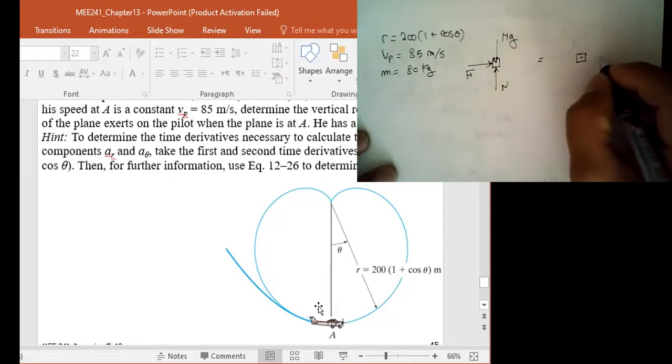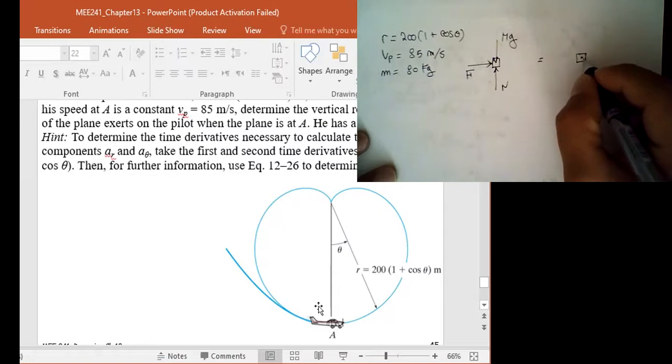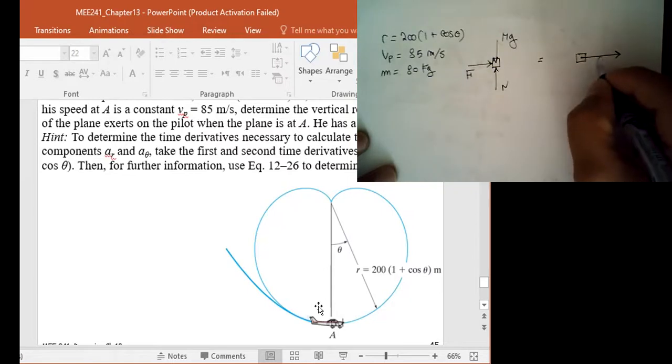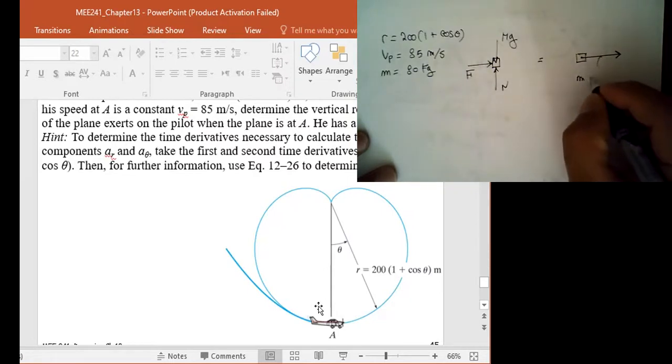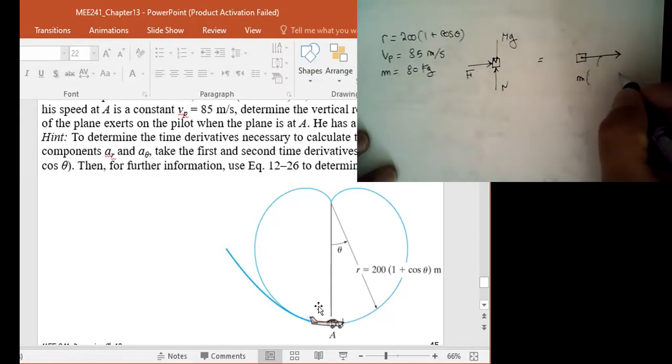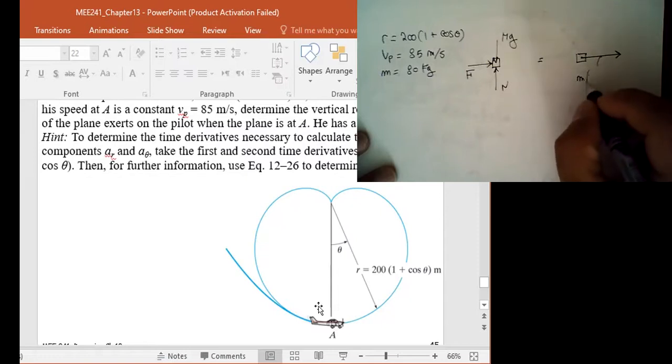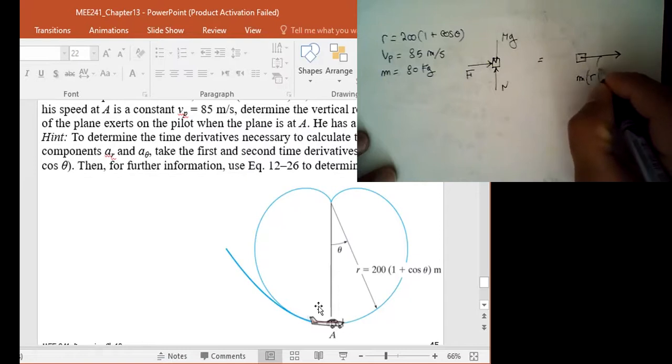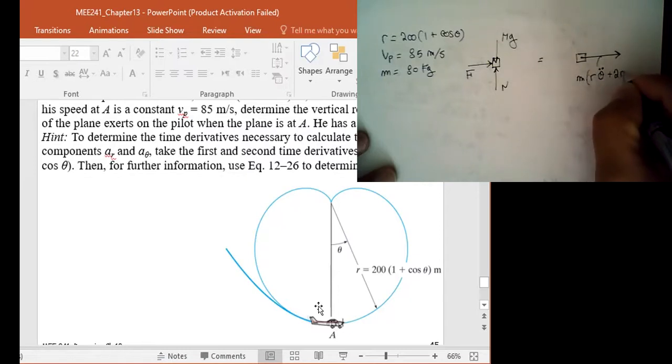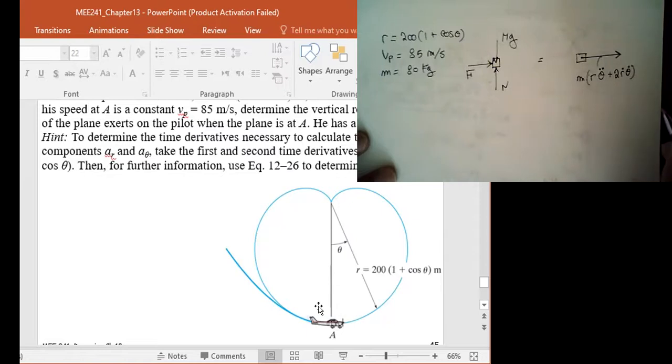Now looking at the accelerations, here we're going to put the transverse acceleration, and that has to be in the increasing theta direction. Then here we have our m, and don't forget to put the mass in front of the accelerations. You never want to put the accelerations alone, because Newton told you F is not equal to a, he told you F is equal to ma. So m times a, where the transverse acceleration is r theta double dot plus my Coriolis component, 2 r prime theta prime.